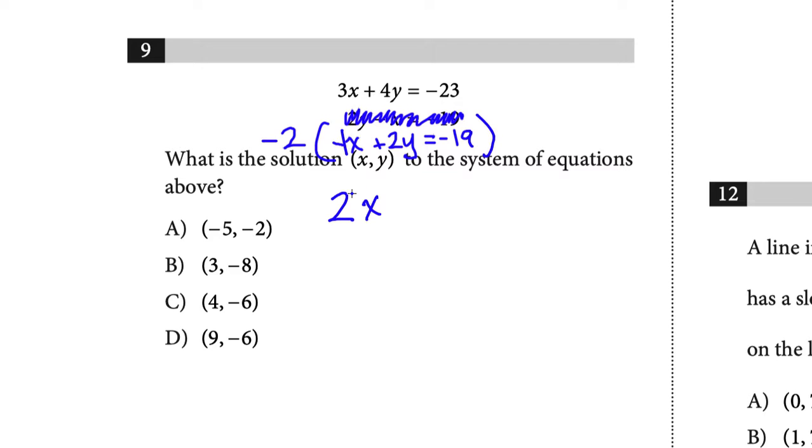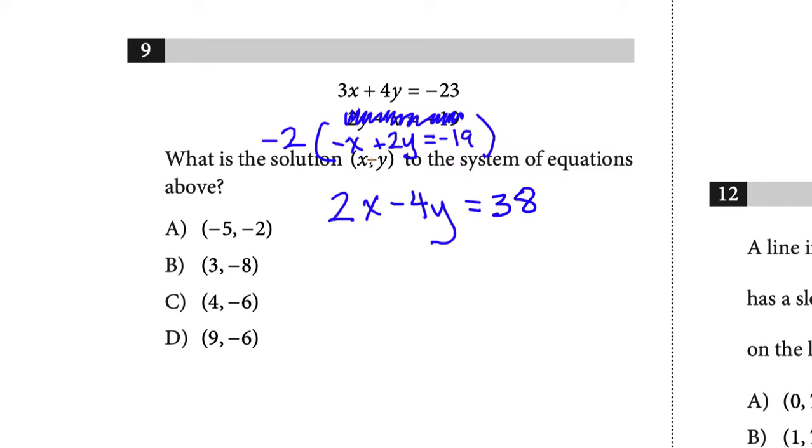2 times the hidden coefficient here, which is 1. 2 times 1 is 2, and I still have the x. Next, I have negative 2 times positive 2y to get negative 4y. And finally, I have to do negative 2 times negative 19. Well, a negative times a negative is a positive, and now I just need to do 19 times 2. 19 times 2 is 38.